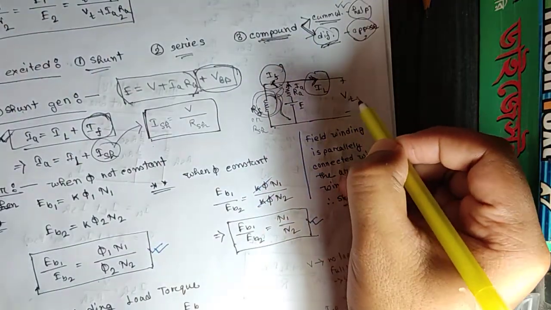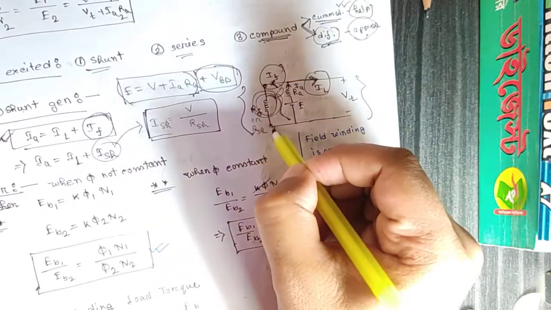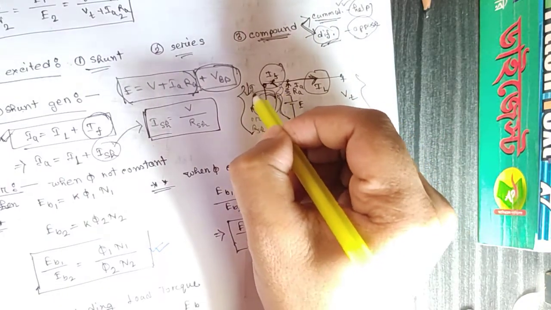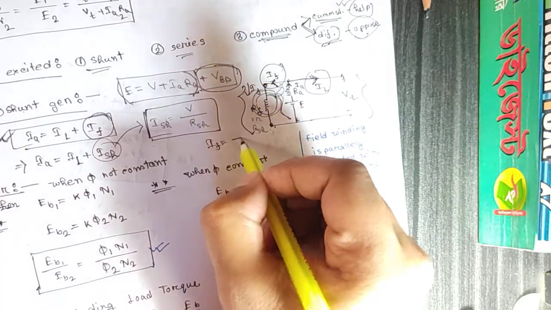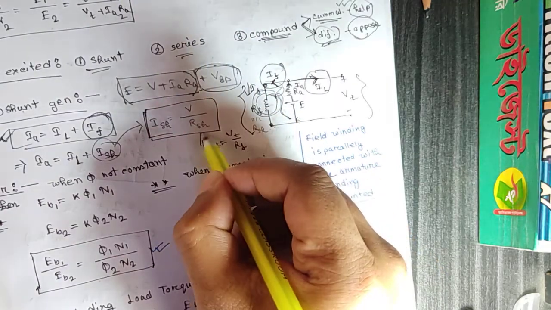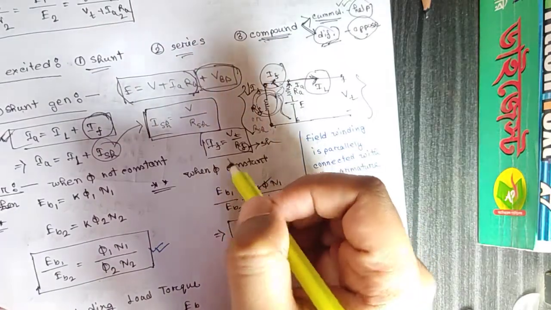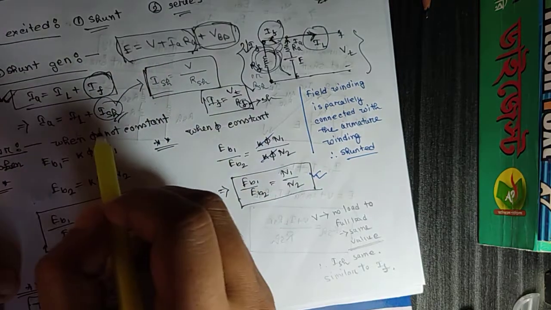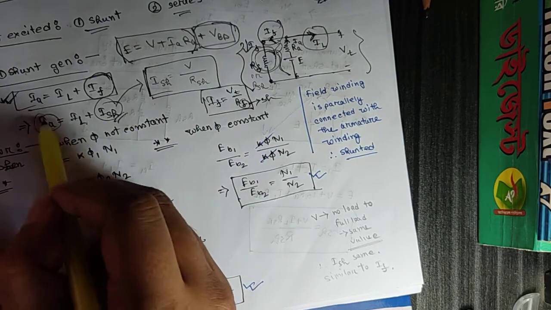The terminal voltage. See, because this is in parallel with this, with this, the current IF is going in this way. IF, or I shunt, we can write as terminal voltage divided by field resistance. You can say shunt or field. In this way you can find the shunt current. Okay, and then you can add it to the line current and you will find the armature current.